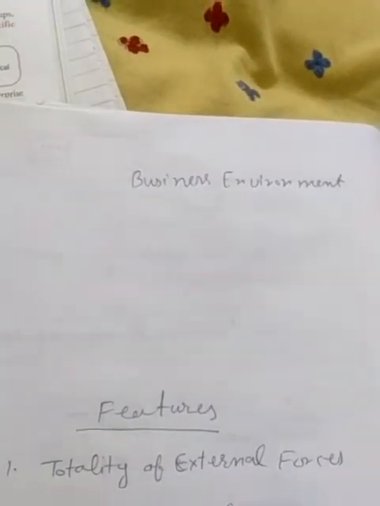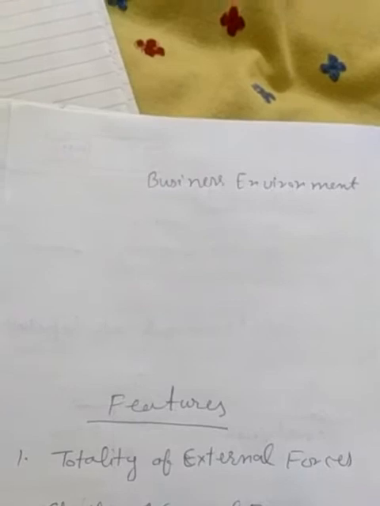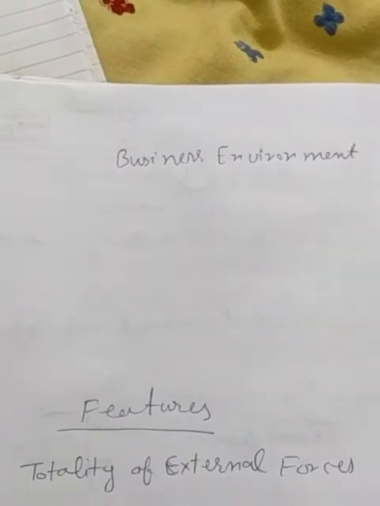Now, let us discuss some of the features of a business environment. The first feature is totality of external forces. Business environment is the sum total of all the things external to business firms, and it is aggregative in nature.